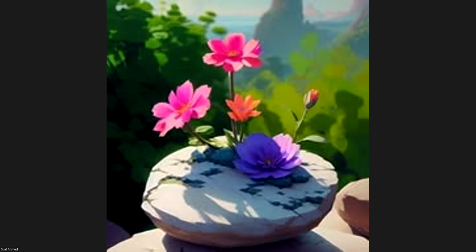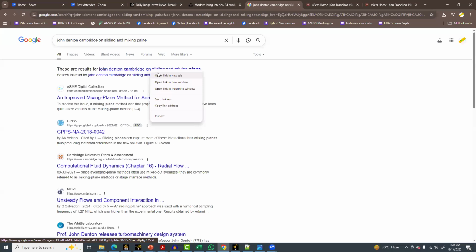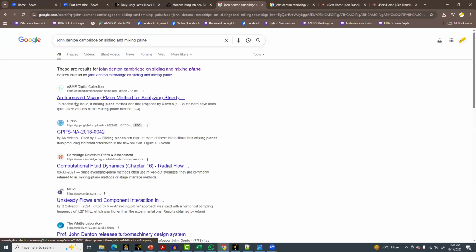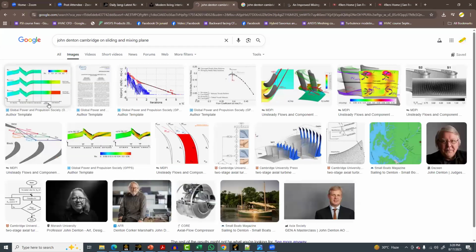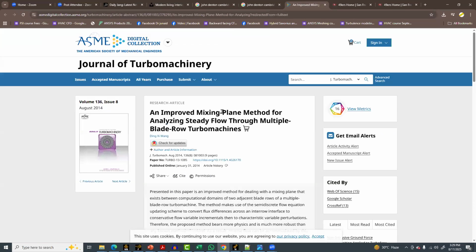Just give me one moment. I'm going for a very old paper. I'm just showing you. So this is a very old paper by John Denton. He was at Cambridge University, and then he retired, so that's why I'm saying he was. He was the person who pioneered the work on turbomachinery, especially his work on the mixing plane.